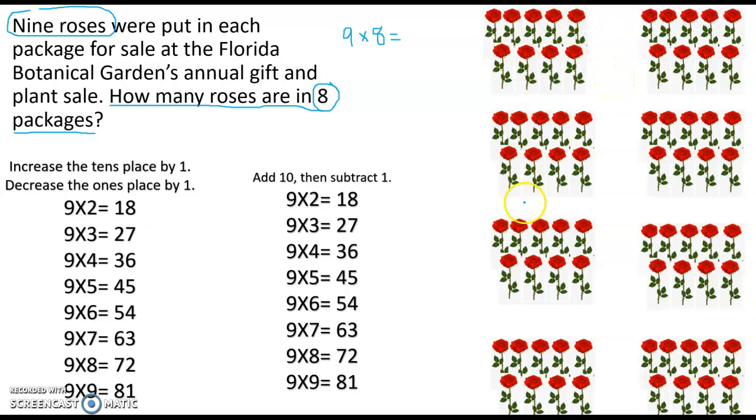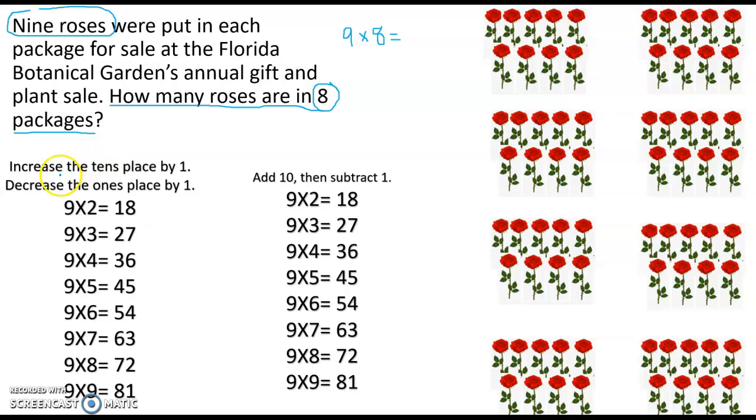So I've already made equal groups for you. So we have 1, 2, 3, 4, 5, 6, 7, 8, 9 flowers, 1 package. Another 9, 2, 3, 4, 5, 6, 7, 8. So I've made 8 equal groups of 9. From there, you can count your groups of 9 if your counting by 9s is too difficult or if you haven't memorized your facts yet. But I want to show you some patterns for your 9s facts.